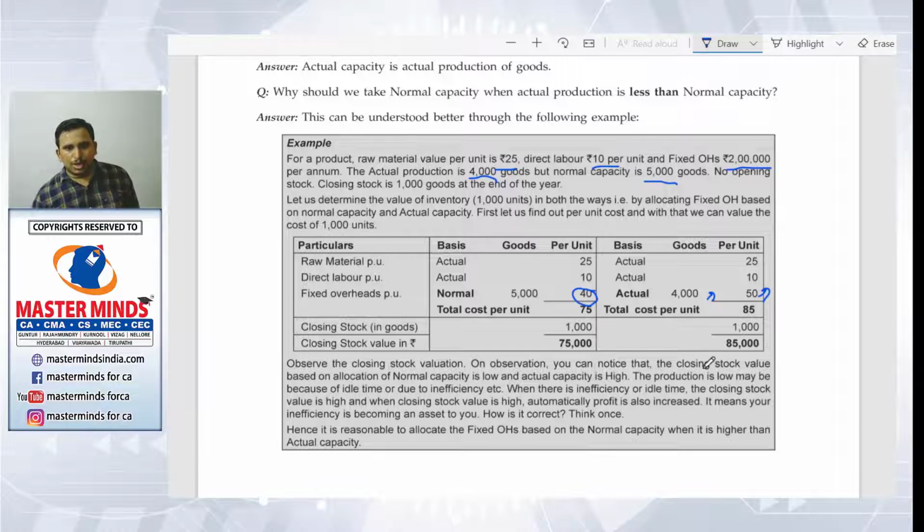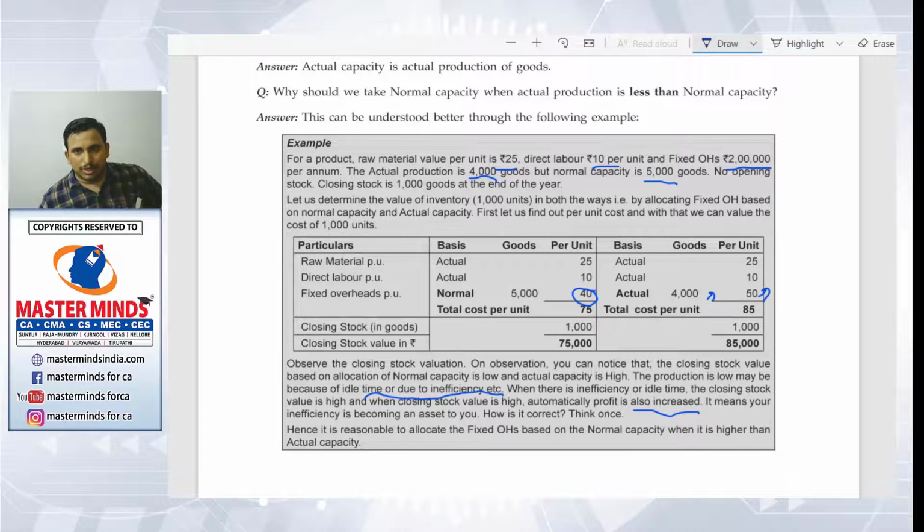On observation, you can notice that closing stock value based on allocation of normal capacity is low and actual capacity is high. The production is low, maybe because of idle time or due to inefficiency. When there is inefficiency or idle time, the closing stock value is high. When closing stock value is high, automatically profit is increased. It means your inefficiency is becoming an asset to you. Is it correct? No, therefore we will not consider like that. We'll take based on the normals only. Already we have done this discussion.